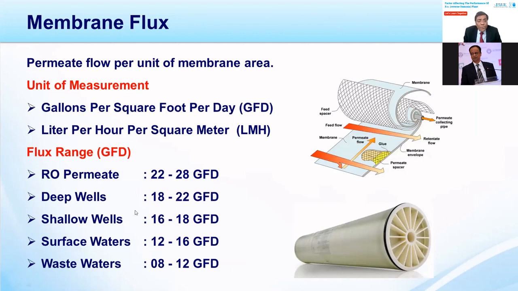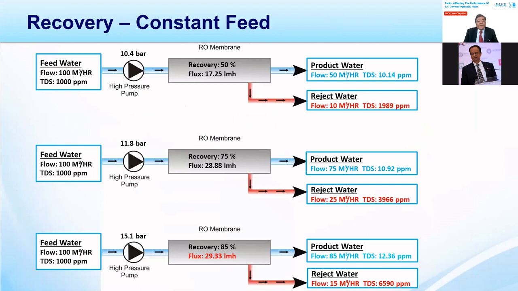These are the RO permeate flux values which are recommended. I think this slide is coming again. I have already explained it, and these are some conditions which I explained at 50% recovery. If you have TDS 1000 in the feed, you will have reject around 2000, and the product you will have this. I have made the feed constant at 100 cubic meter per hour and TDS constant.